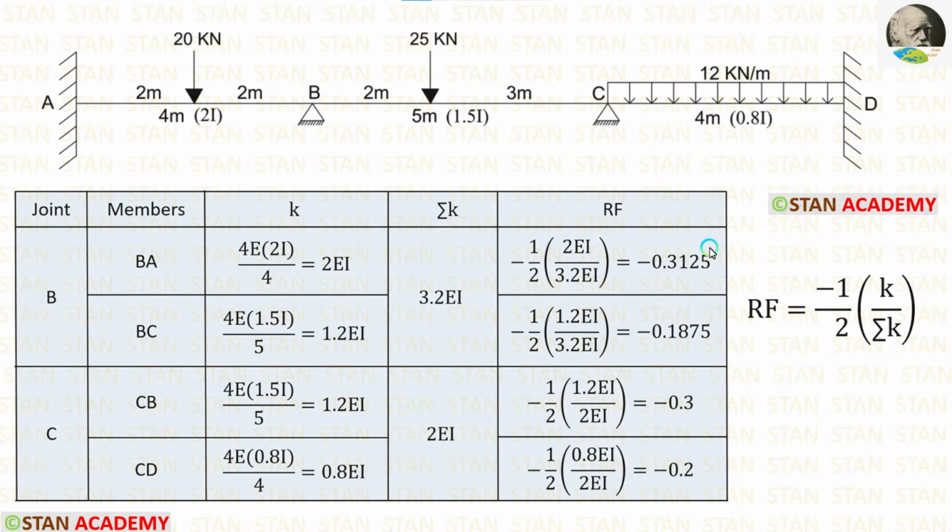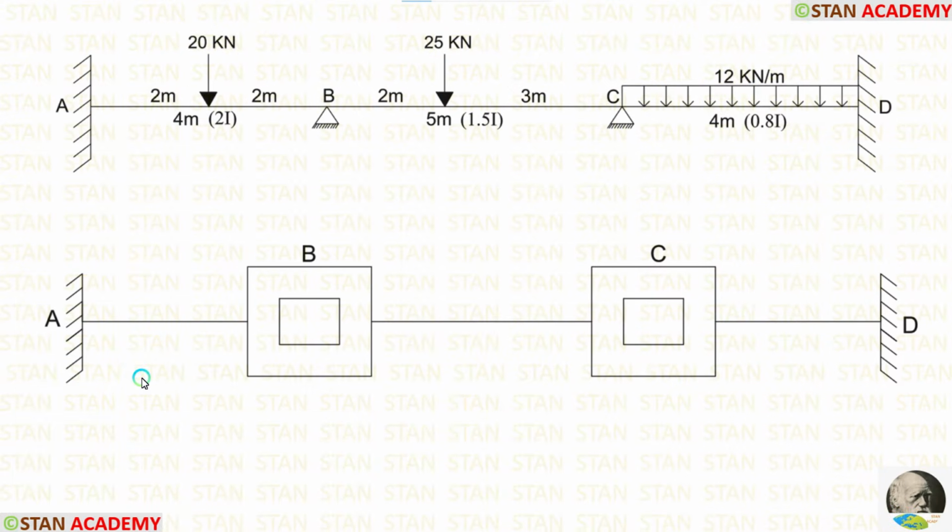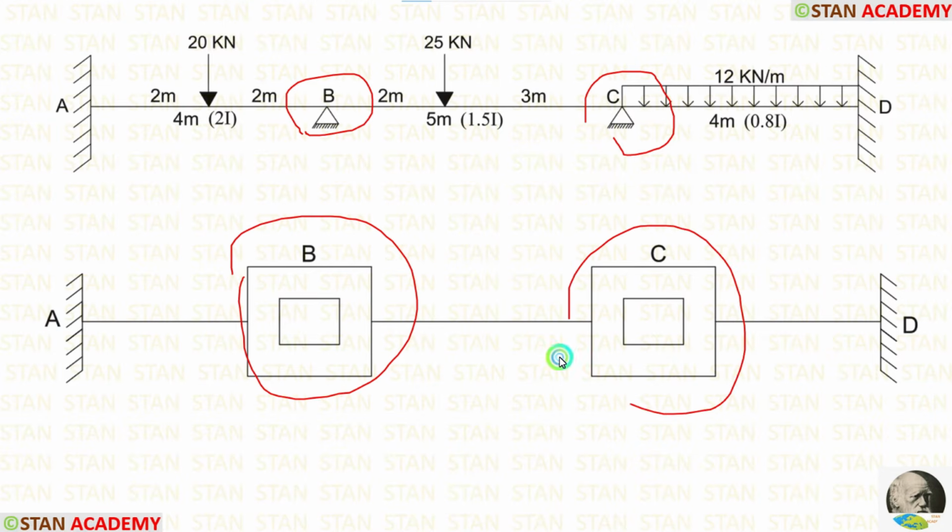In a joint, when we add the distribution factor values, it will be 1. But when we add the rotation factor values, it will be minus 0.5. You can see that when we add these two values, we will get minus 0.5. In the joint C also, when we add these two values, we will get minus 0.5. In Kani's method, we have to make the boxes in the joints. In this analysis, there are two joints, joint B and joint C. So in these joints, we have to make the boxes like these.